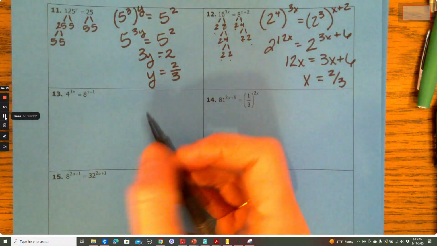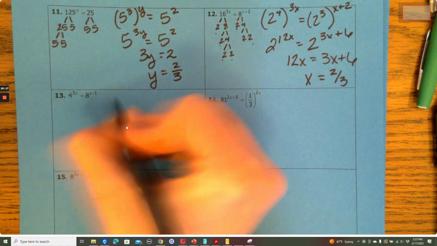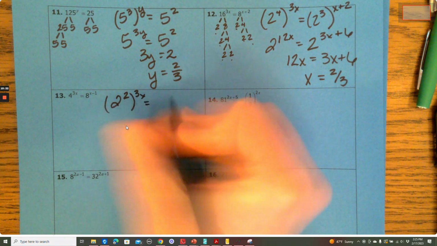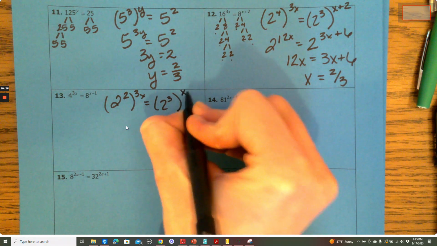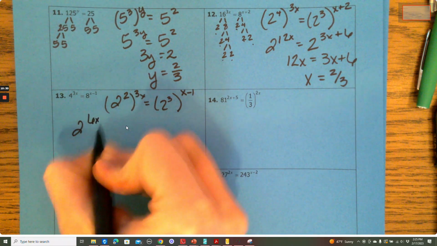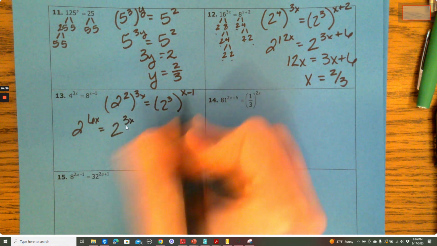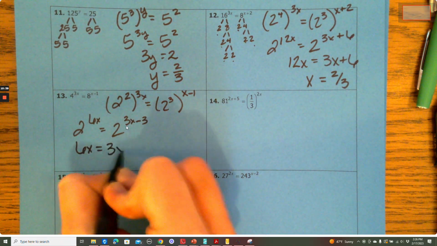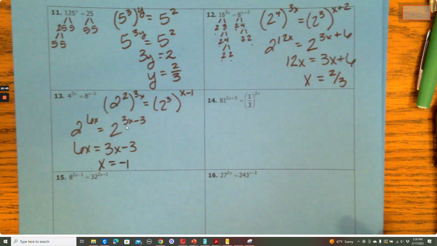All right, 13, 4 and 8 are both multiples of 2. So 4 is 2 squared to the 3x. 8 is 2 cubed to the x minus 1. So I would have 2 times 3 is 6x. And then here, 3 times x is 3x. 3 times negative 1 is a negative 3. So 6x equals 3x minus 3. x is going to equal negative 1.